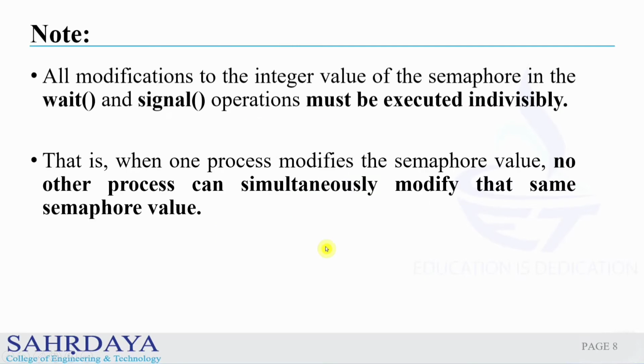Now let us look at an important note. All modifications to the integer value of the semaphore in the wait and signal operations must be executed indivisibly. What does that mean? It means that when one process modifies the semaphore value, no other process can simultaneously modify that semaphore value. So once a process is using a semaphore value, no other process can simultaneously modify that same semaphore value. It is clear.